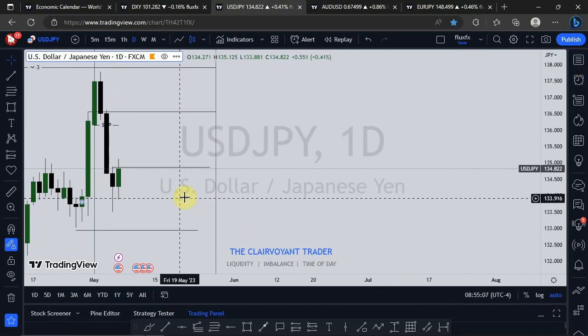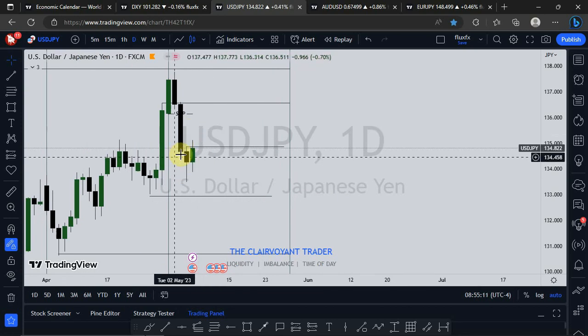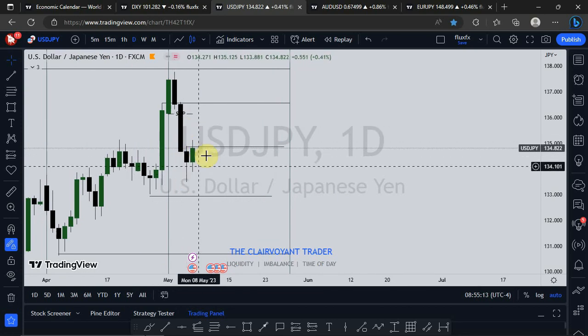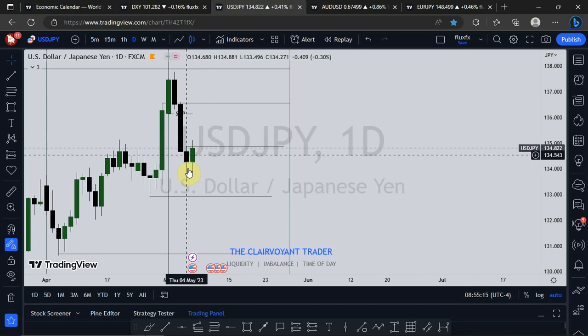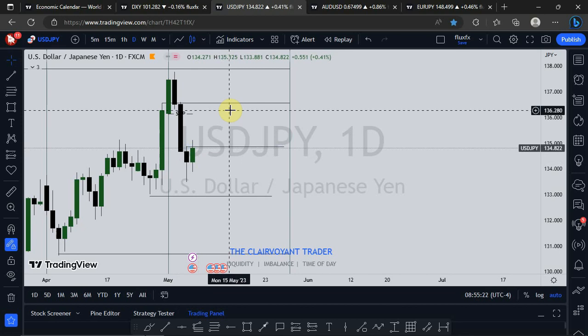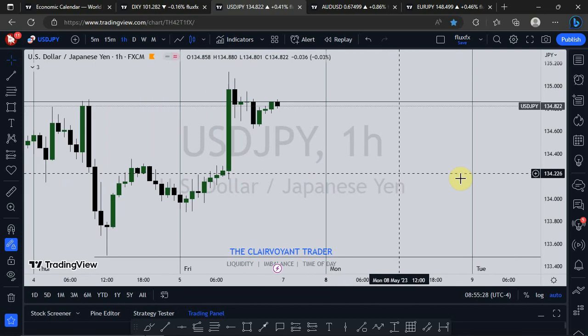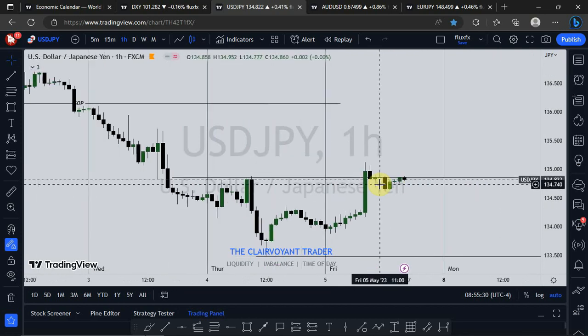We've seen price taking out this high, which is a shift in structure. Once there has been a shift in structure, I want to see price come back to this zone again, then I want to see price move to the upside. But let's switch to the 1 hour and see what is happening on the 1 hour.